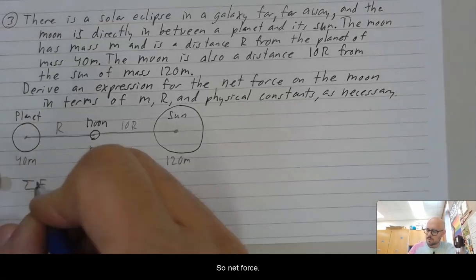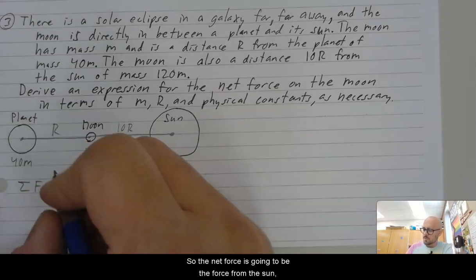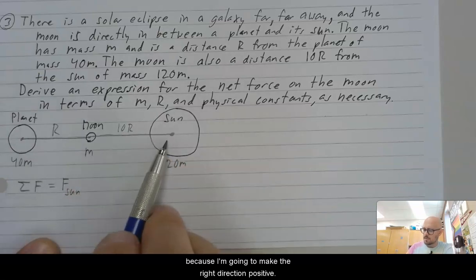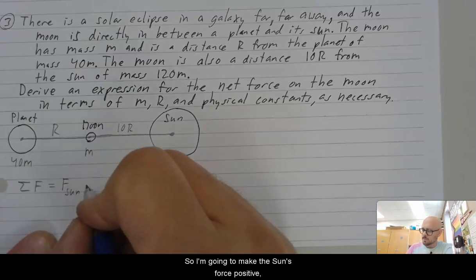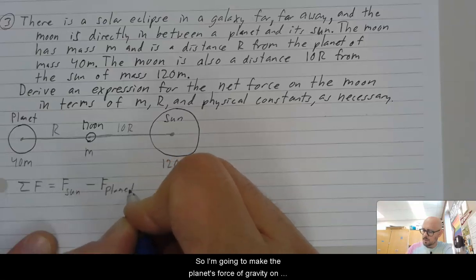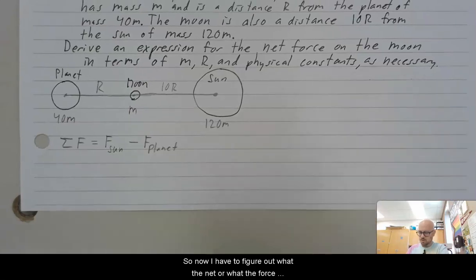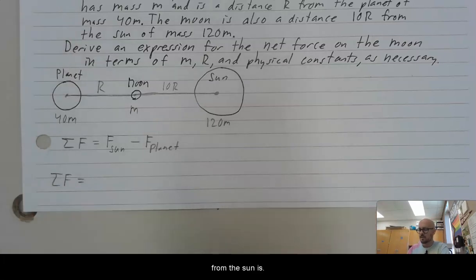So net force. I don't really have an equation for net force. I'm not using Newton's second law. I'm just trying to find the net force. So the net force is going to be the force from the sun, because I'm going to make the right direction positive. The moon's going to get pulled to the right by the sun, so I'm going to make the sun's force positive, and then it's going to get pulled to the left by the planet, so I'm going to make the planet's force of gravity on the moon negative.